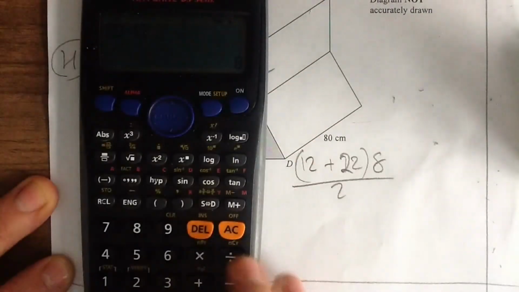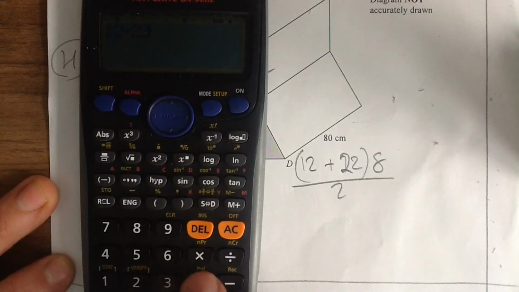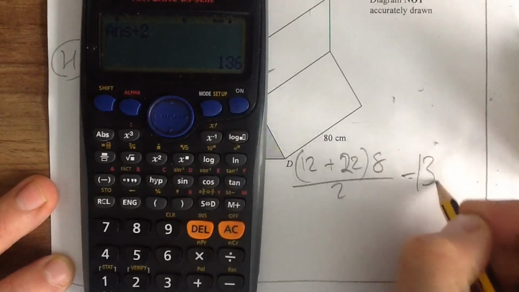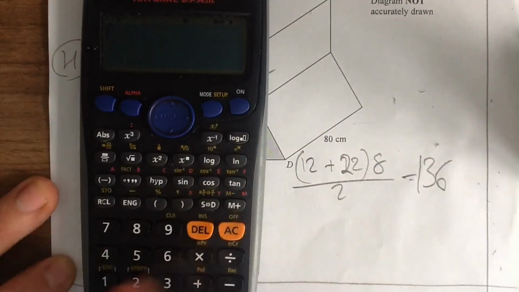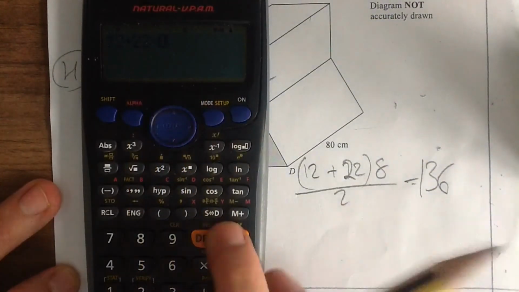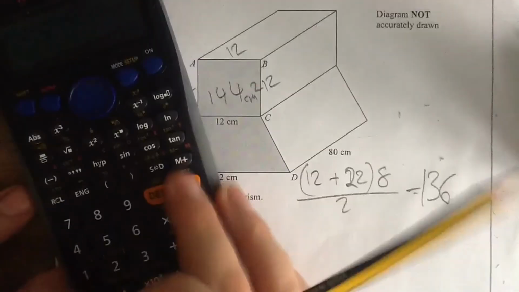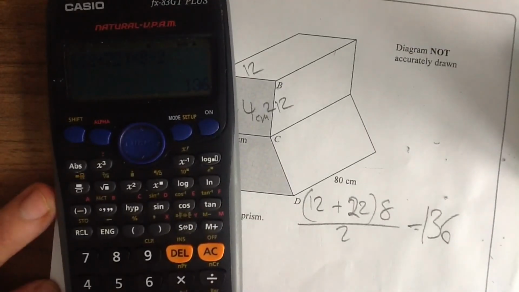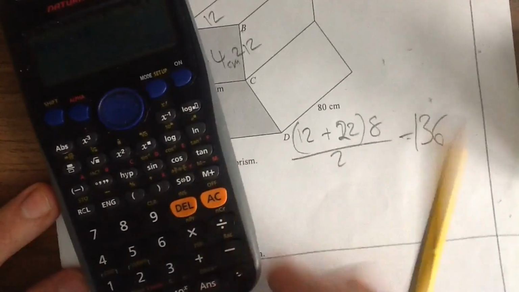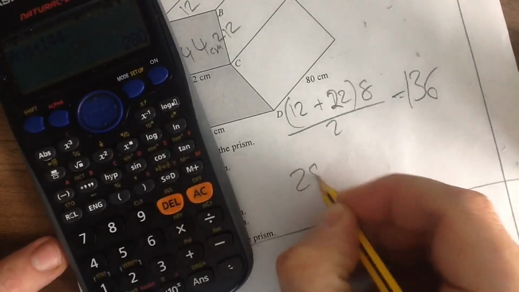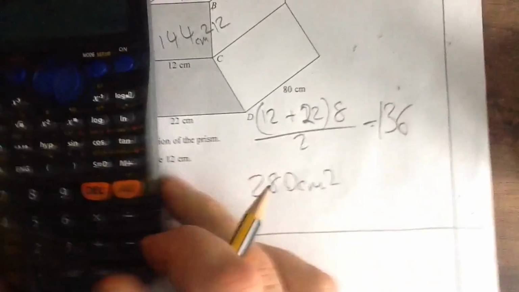So now I can do my sum of 12 plus 22 times by height divided by 2. It's important to put equals, because if I do 12 plus 22 times 8, it's going to do this little bit here first. You could just put it in brackets, you'll get the same answer. Yep. Add them together. So plus 144, 280. So the whole thing's going to be 280 centimetres squared.